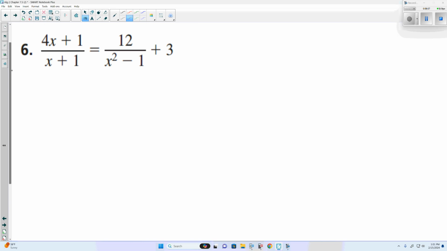Let's look at the next one on the first page. Now this one here is a little bit different. And the thing that makes this one different is our middle term. The middle term's denominator is x squared minus 1. Is that factorable? And specifically, it's a difference of perfect squares. So how would it factor? x minus 1 and x plus 1.